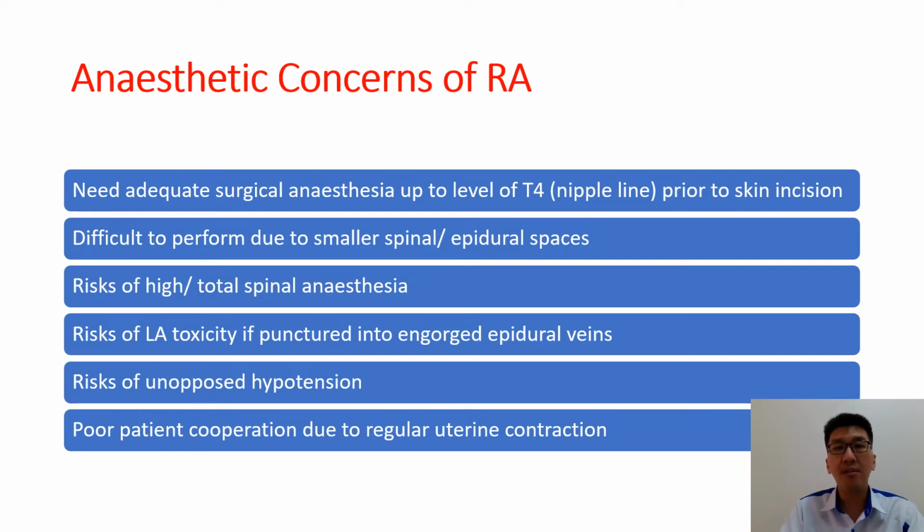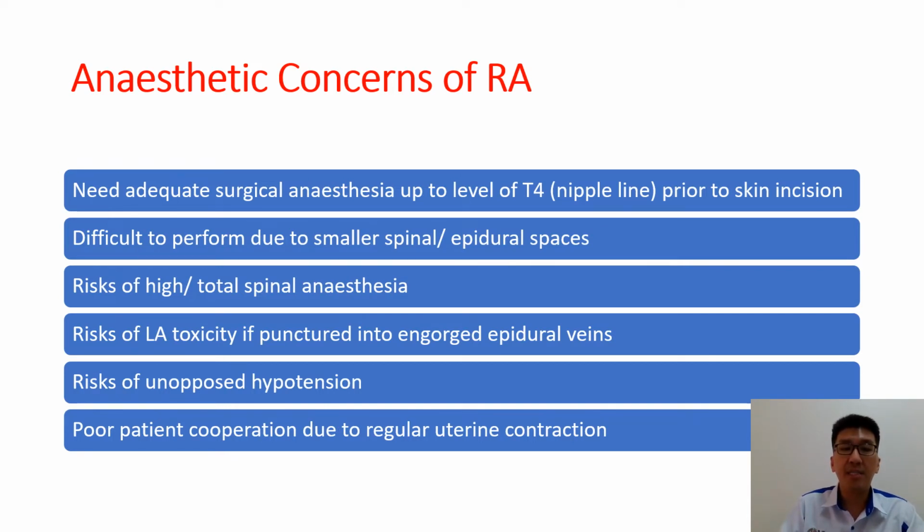The anesthetic concerns of RA are the need for adequate, good surgical anesthesia up to the level of T4, which is at the nipple line, prior to skin incision. It is difficult to perform due to smaller spinal epidural spaces, as mentioned earlier. There is a risk of high or total spinal anesthesia. Often the patient will present with numbness of the lips and mouth, and then we have hypotension and bradycardia. So this will need urgent resuscitation.